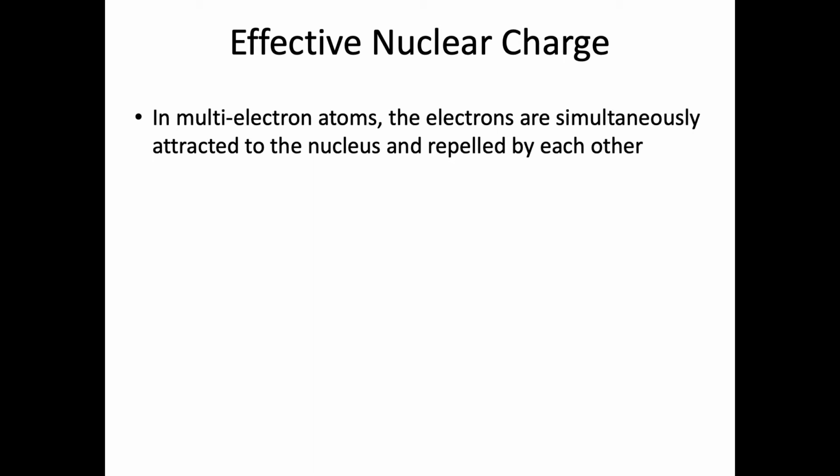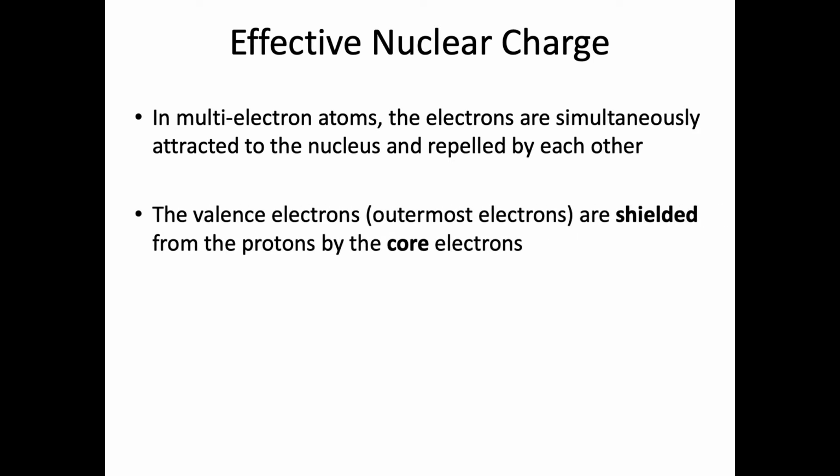In multi-electron atoms, the electrons are simultaneously attracted to the nucleus but repelled by each other. You've heard the phrase opposites attract, right? So electrons that have negative charges are attracted to the protons in the nucleus that have a positive charge. However, at the same time, the negatively charged electrons, since they have the same charge, repel. The valence electrons, or the outermost electrons, are what we call shielded from the protons by the core electrons.